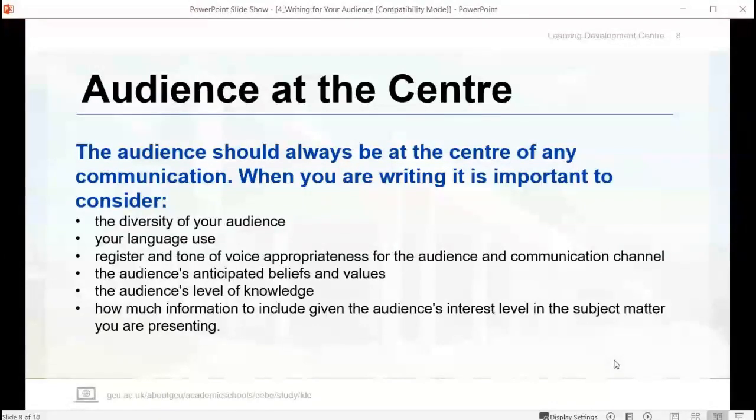Another thing that you want to think about is the level of knowledge that your audience is approaching your written paper with. You don't want to overestimate. You don't want to underestimate what they know. So you want to provide just enough information so that they are challenged in a good way, challenged by your ideas, not challenged by your writing.